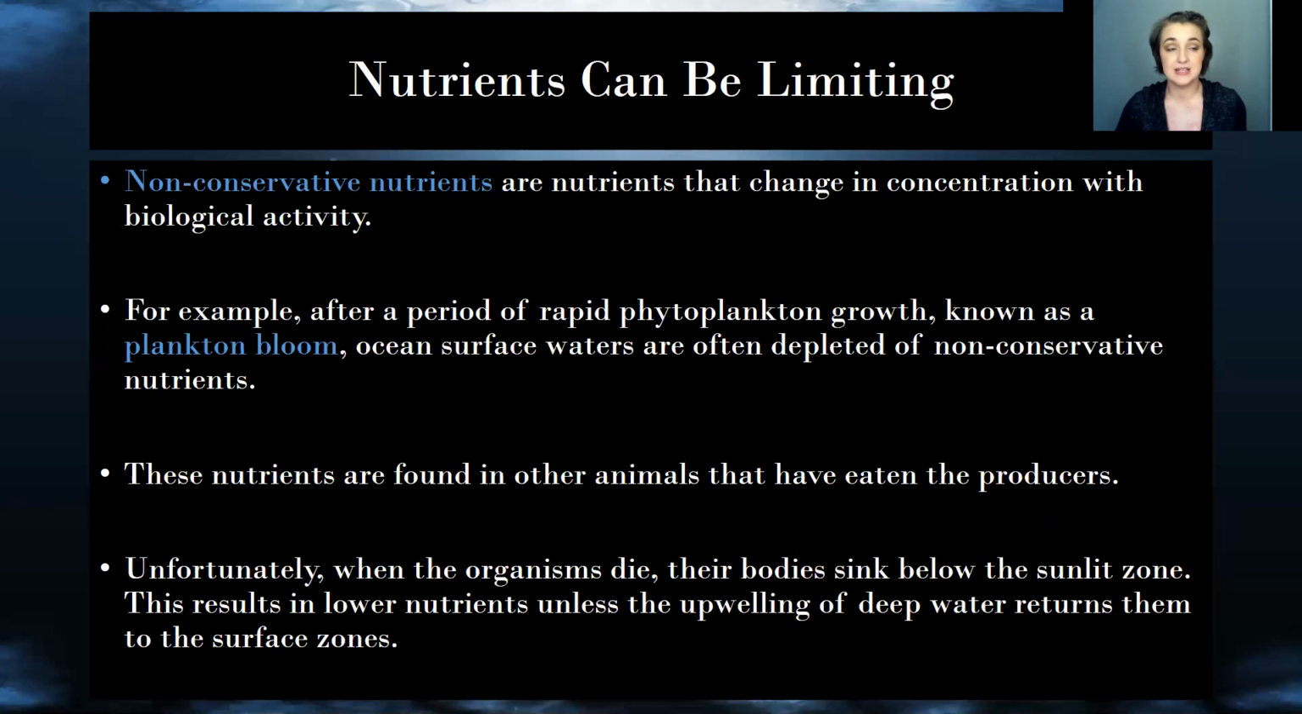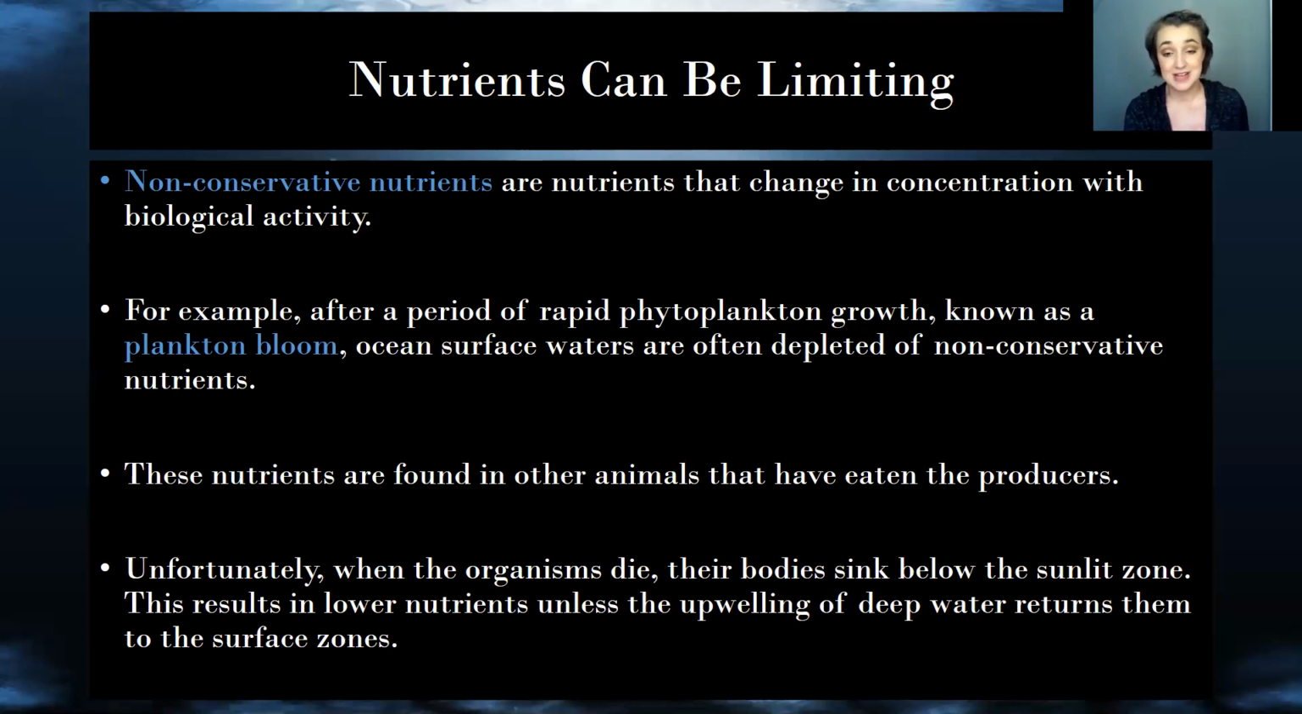So non-conservative nutrients, again, are considered a limiting factor, but they are nutrients that change in concentration with biological activity. So for example, breaking this down to make it easier to understand, if you have a period of rapid phytoplankton growth, so let's say an HAB, a harmful algal bloom, these ocean waters are going to be so seriously depleted of their non-conservative nutrients, because so many plankton have eaten up all these nutrients, there's nothing left. And eventually everything's just going to die off. And all of the nutrients that are found in other organisms are going to have been eaten by the predators, but now we have no primary producers to replenish that.